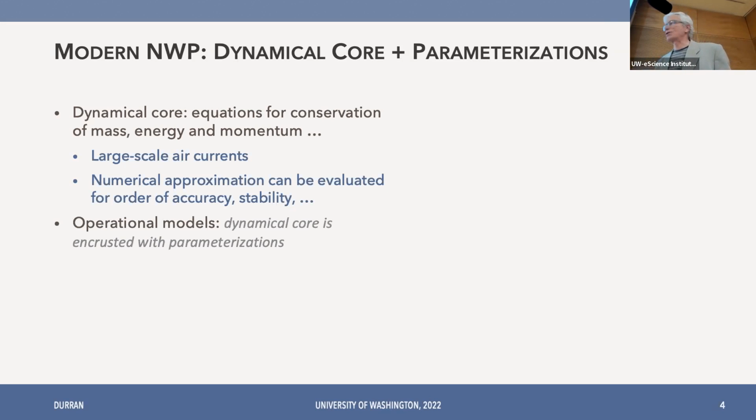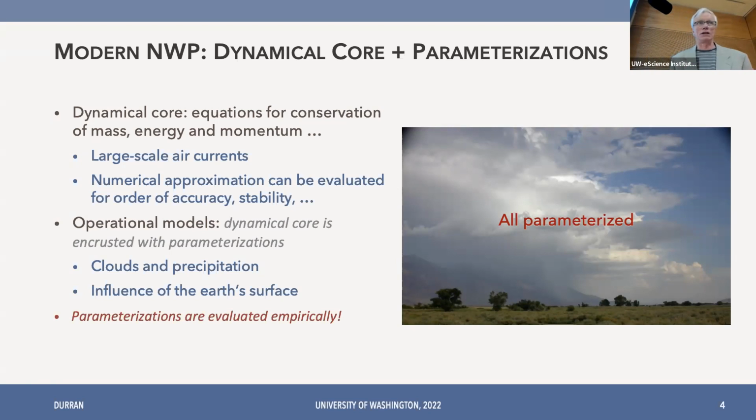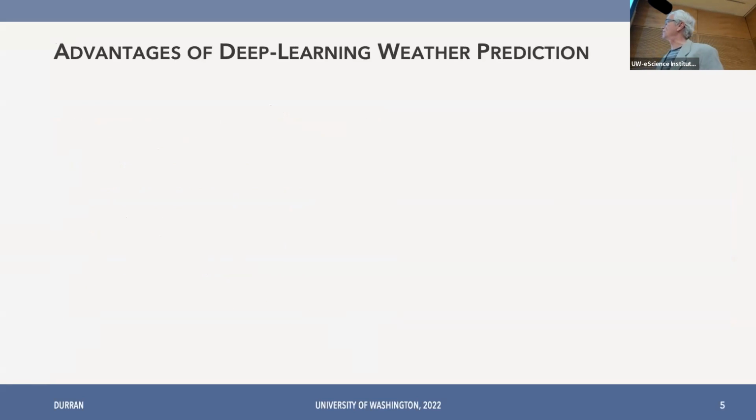This dynamical core is encrusted with parameterizations. And by that, I mean that in order to see clouds and precipitation in a global model, the global models parameterize the clouds. They parameterize what falls to the ground. They parameterize the influence of the Earth's surface. In fact, everything you see in this picture is parameterized. The influence of the flat terrain on the lowest parts of the atmosphere is parameterized. There's a small scale mountain that's parameterized. All this stuff is parameterized, and the parameterizations are evaluated empirically. So this is different than what we like to think about so often, that we're solving fundamental equations for everything in our weather forecast. A lot of this stuff is actually validated empirically, which of course is where we are with deep learning as well.